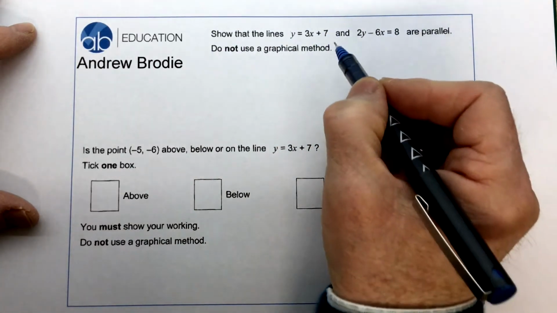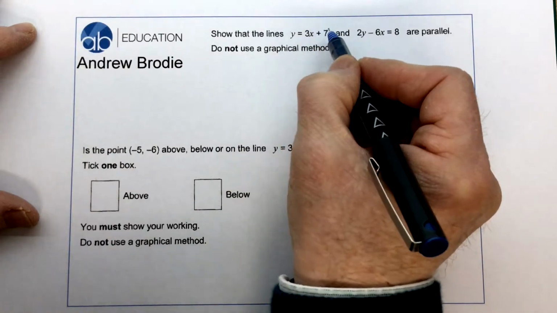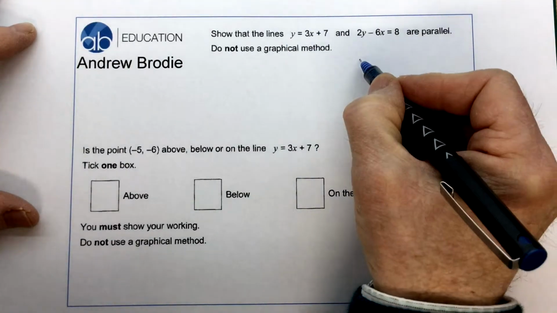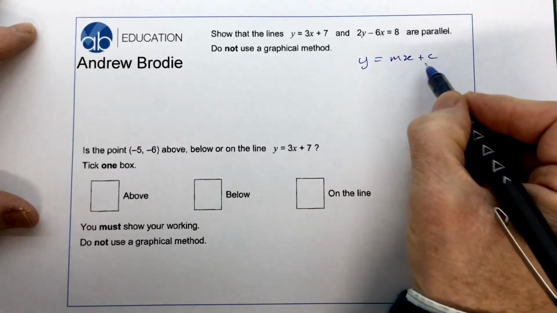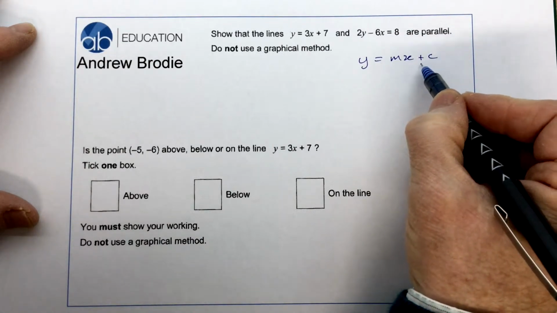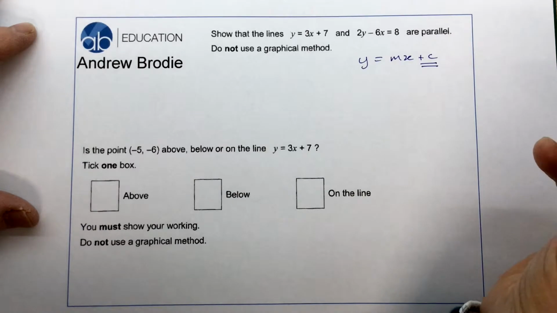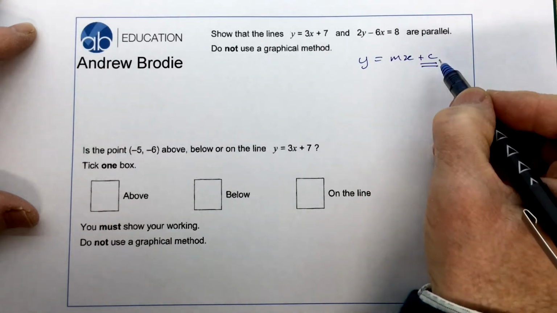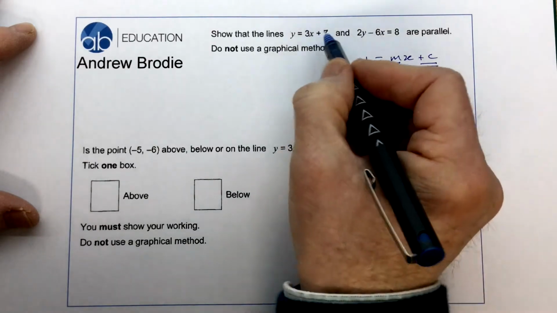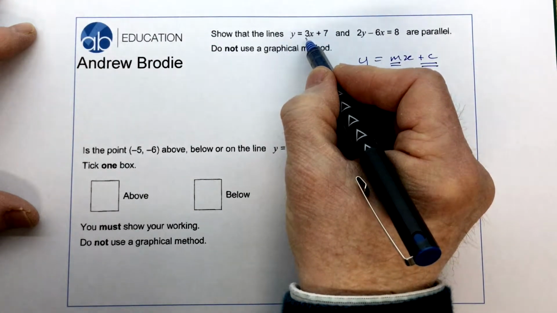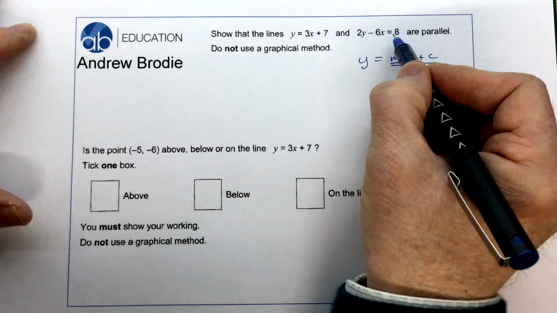Now, if they're parallel, they're going to have the same gradient. And we can look at that one, which follows the familiar pattern y equals mx plus c. And examiners are assuming you're going to know that the c represents the crossing point of the y-axis or the y-intercept, and that the m represents the gradient. So on that one, we know the gradient is 3. So let's focus on this one.